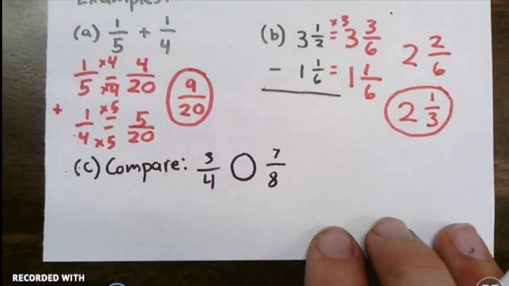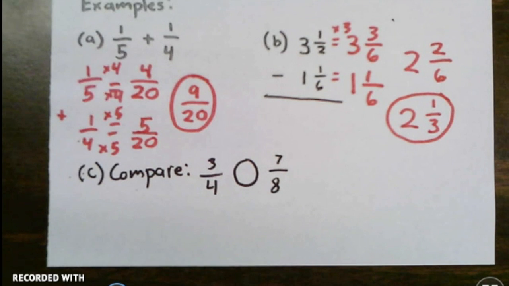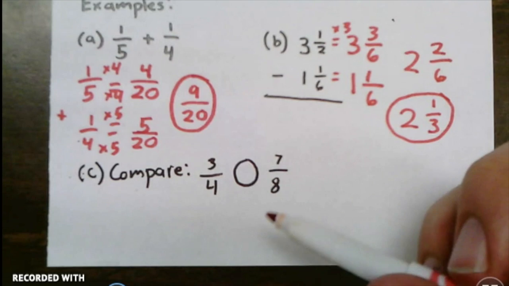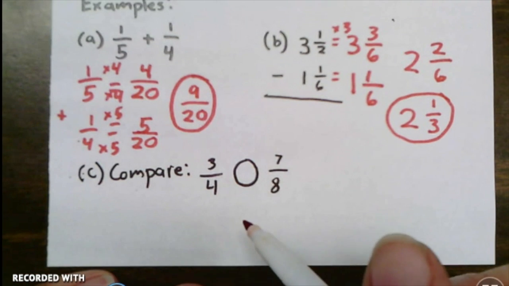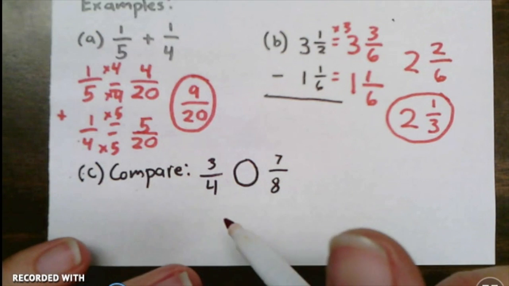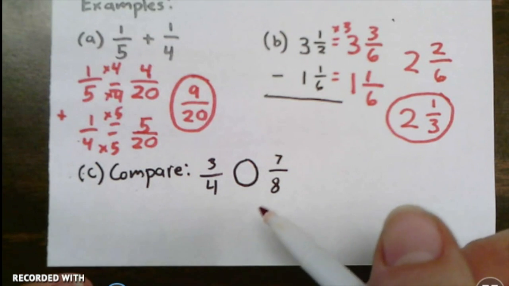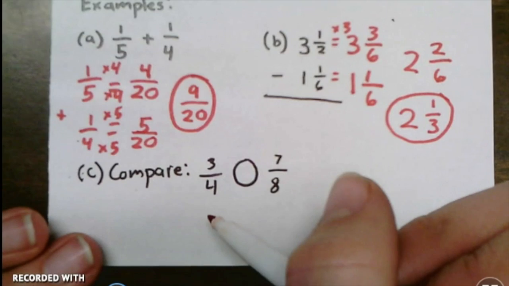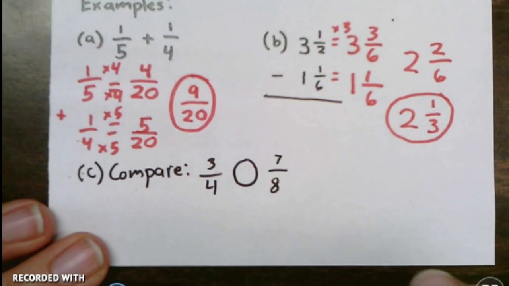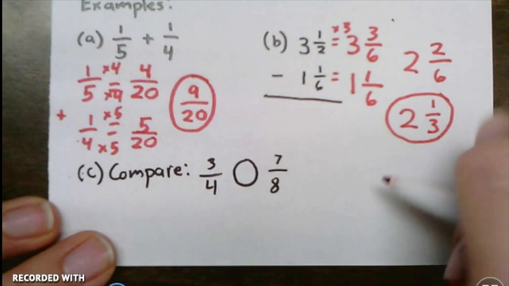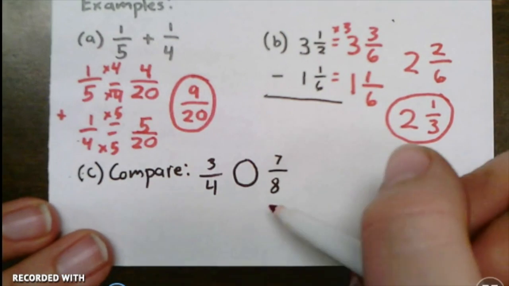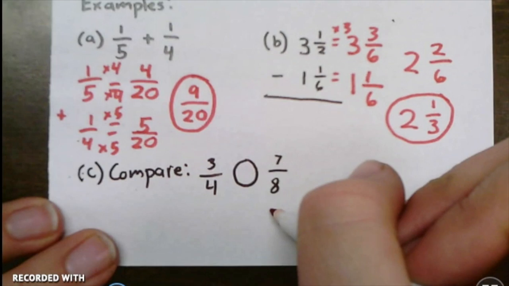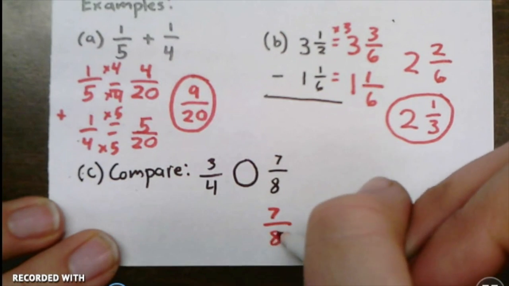All right, compare. I've noticed that these are the questions that a lot of you are getting wrong on your independent practice, things with comparing. In order to compare, don't just guess. Make them something that you can compare. So with fractions, we need to give them a common denominator. So right now, I have 3/4 and 7/8. So if I were to do 4 and 8 out here to find their least common multiple, we'd find out that it's 8.